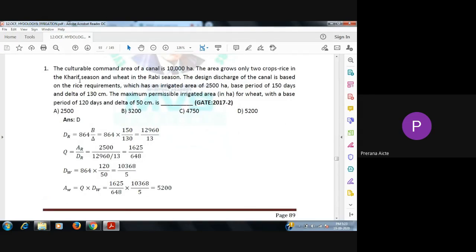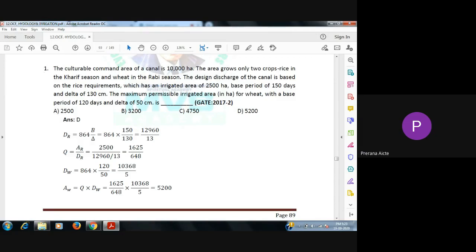The result is nearly 20 meter cube per second. Let me see this problem. The cultivable command area of the canal is 10,000 hectares. The area grows only 2 crops, rice in the Kharif season and wheat in the Rabi season, so we make a tabular column for Kharif and Rabi seasons. The design discharge of the canal is based on the rice requirements, which has an irrigated area of 2,500 hectares, a base period of 150 days, and a delta of 130 centimeters. The maximum permissible irrigated area in hectares for wheat, with a base period of 120 days and delta of 50 centimeters, is? See, one by one, duty for the Rabi season, duty for the Kharif season.